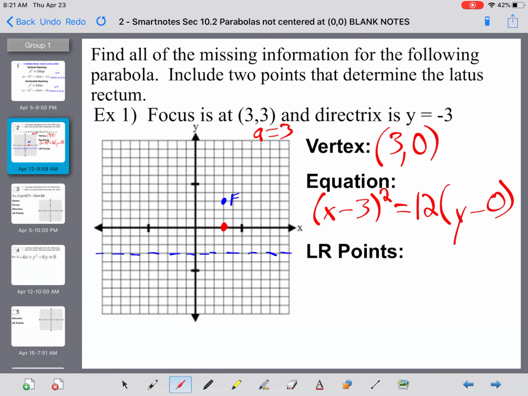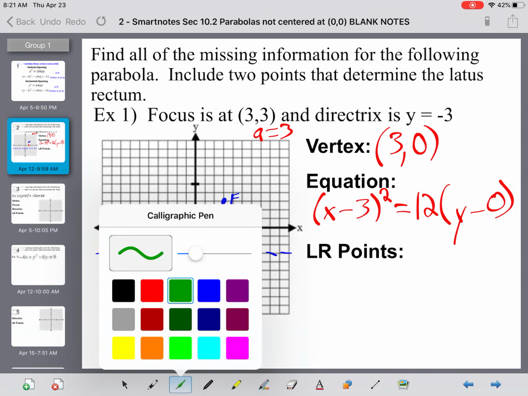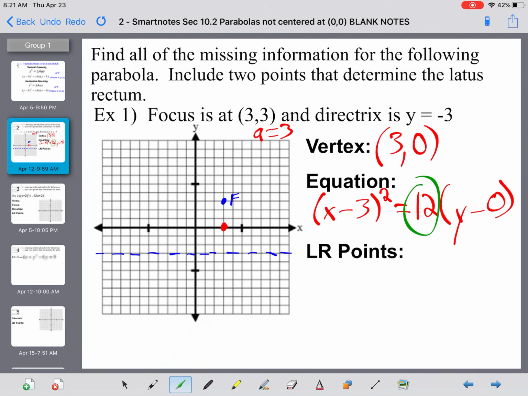Now, latus rectum points. Remember, this 12 is the key to find the latus rectum points, the focal width points. I know the focal width here is going to be 12, so starting at the focus, I'm going to go left and right 6 units. So right 6 units takes me to there.